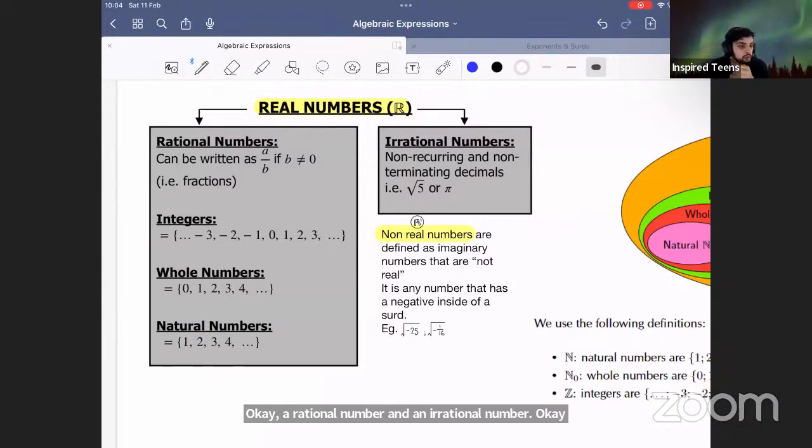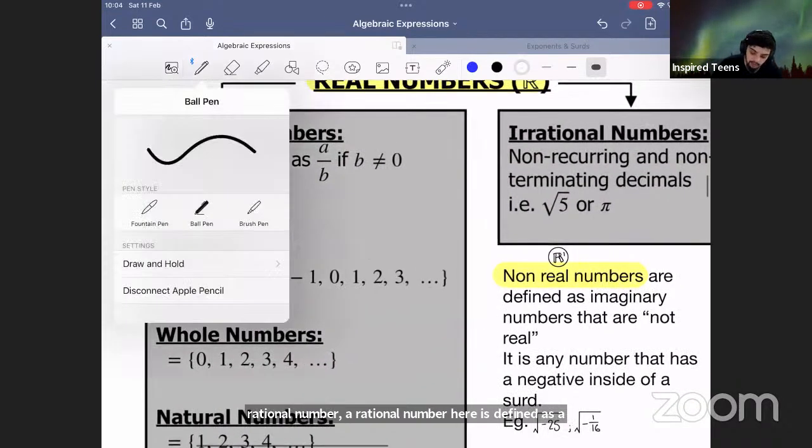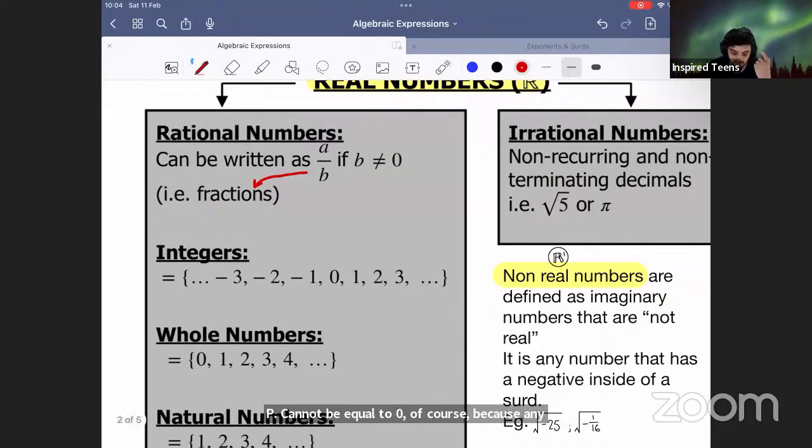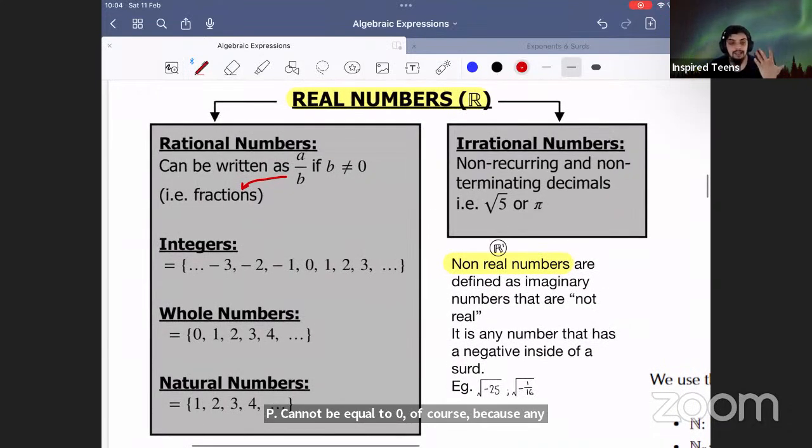Let's look at the definition of a rational number. A rational number is defined as a number that can be written as a over b, a fraction, where b cannot be equal to 0, of course, because any denominator that's equal to 0 makes the term undefined. Maybe that doesn't make as much sense. Let's define an irrational number first.